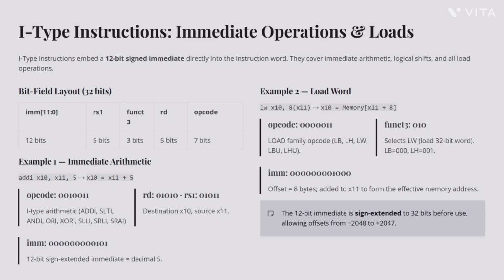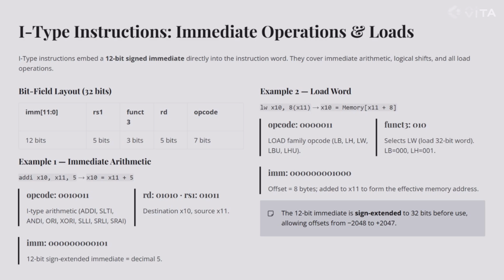So load word x10, 8(x11), where 8 is the offset. We are simply saying x10 is equal to the memory at x11 plus 8. So we'll first add x11 plus 8, and whatever is there in that memory location we'll give to x10. This is the basic aim of the load word instruction and load architecture.